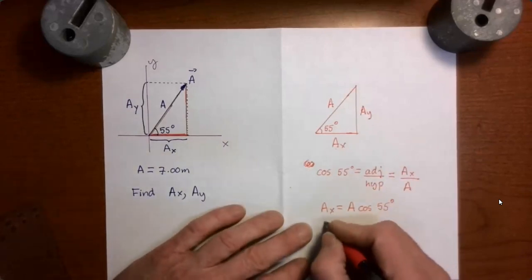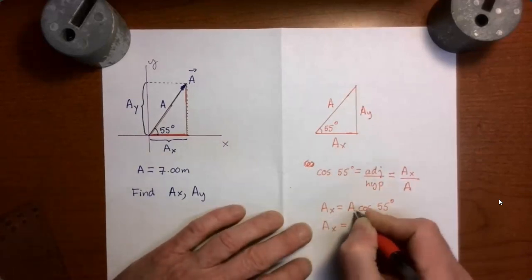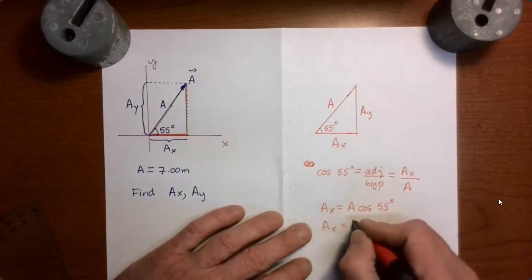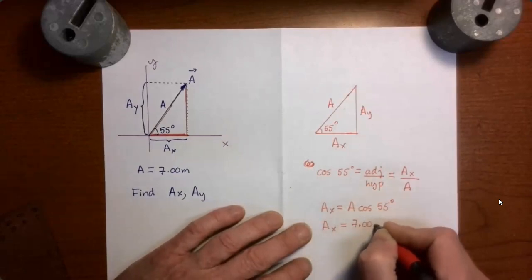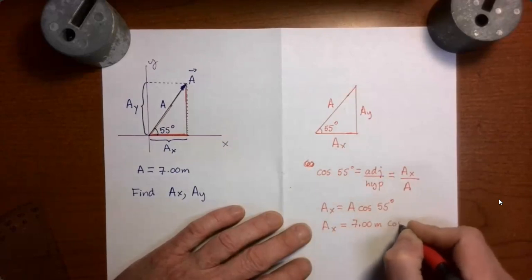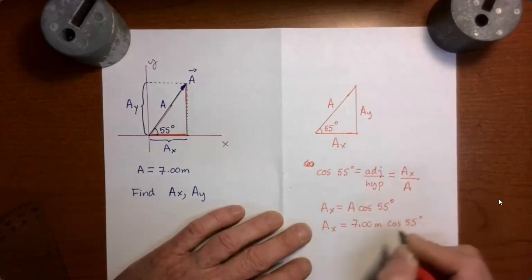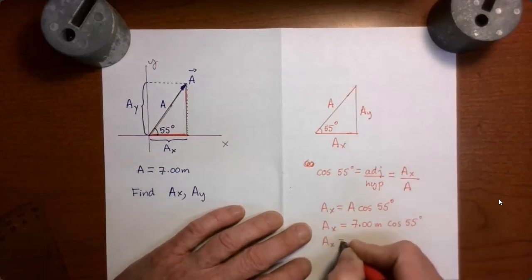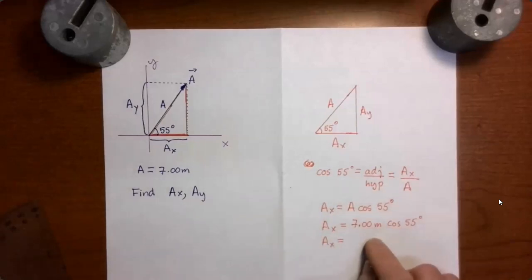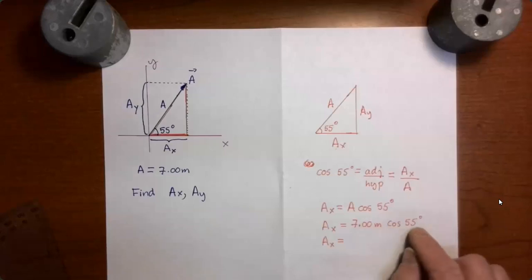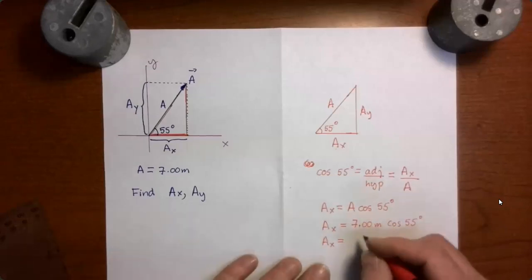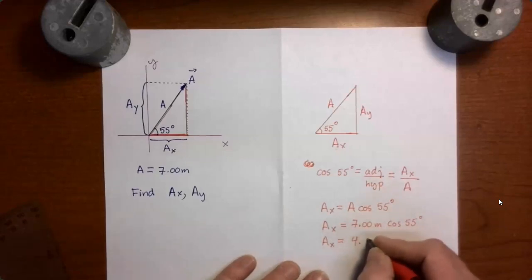Okay, now I can substitute A, the magnitude of the vector is 7.00 meters, and then times cosine 55. Now, remember that when you plug this into your calculator, you should have your calculator in degrees mode. Anyway, what I got when I did this was 4.02 meters.